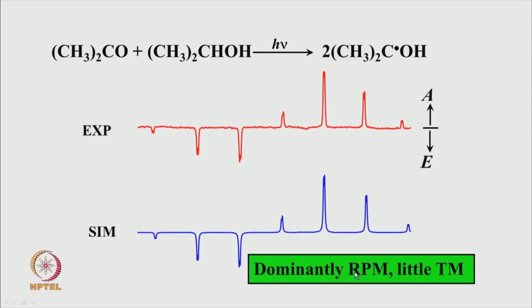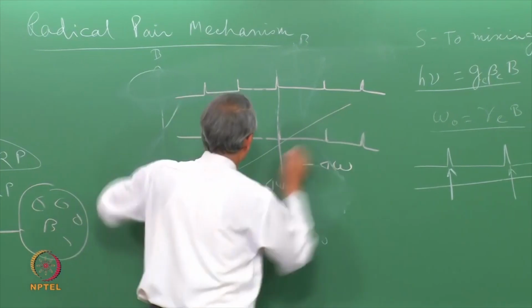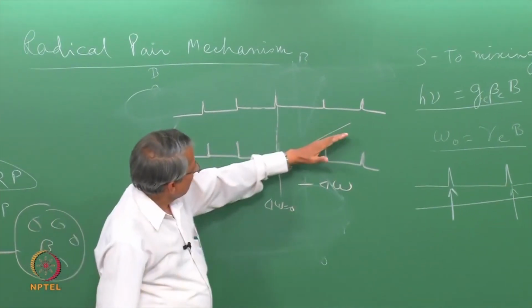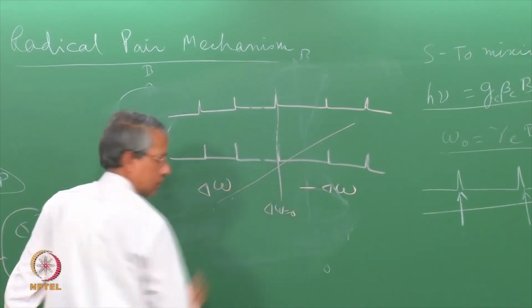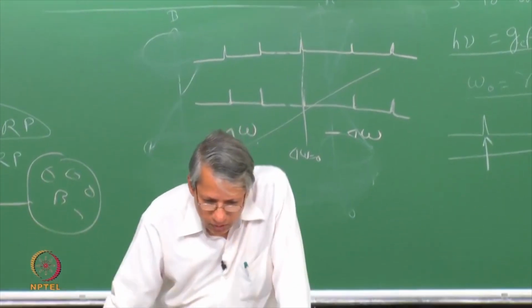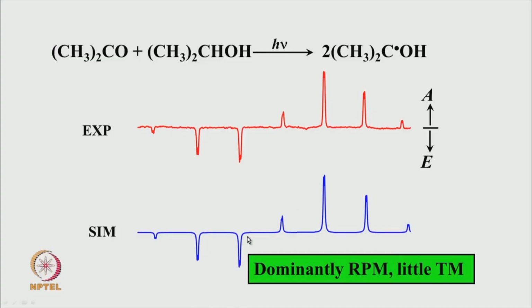Again, for RPM this will be exactly antisymmetric: whatever intensity I see here, I should get exactly the opposite value on the other side. The signal should be exactly antisymmetric, but that is not happening here. These lines are somewhat more absorptive than these lines. That means there is also a residual absorptive signal present, which might be due to a little bit of triplet mechanism. There are controversies whether this is indeed triplet or not, but we will not get into that debate right now. At least it shows that it is not pure RPM operating here.